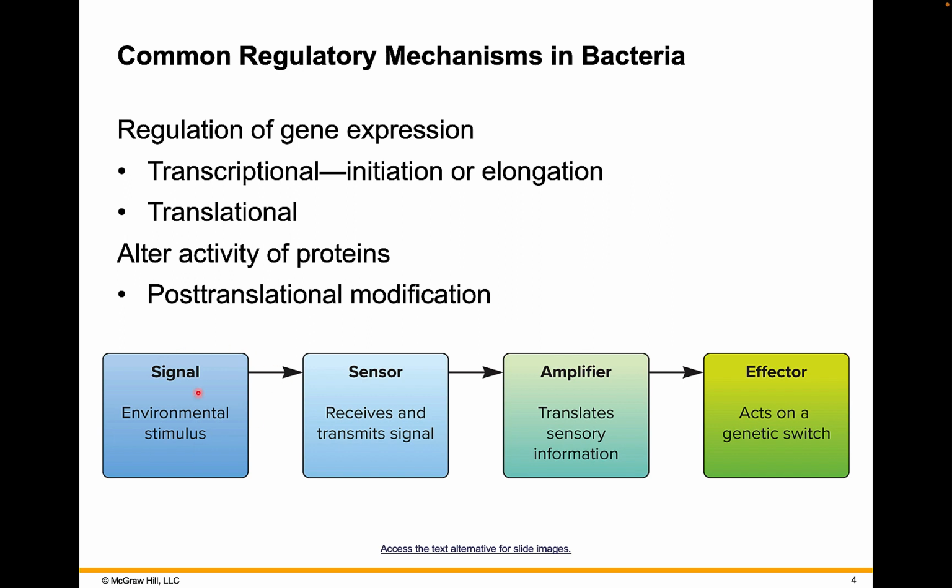The bacteria gets a signal from the environmental stimuli, and there is a sensor which receives and transmits that signal. In eukaryotes, we also call this signal transduction. This amplifies the sensory information, and this is particularly the signal transduction pathway that we saw. And then there is an effector, which acts on a genetic switch, which basically alters at the transcriptional level what is being produced in the cell and how much it is produced.